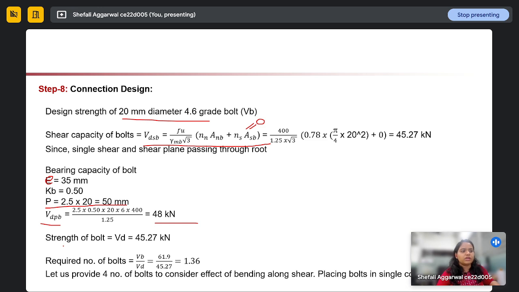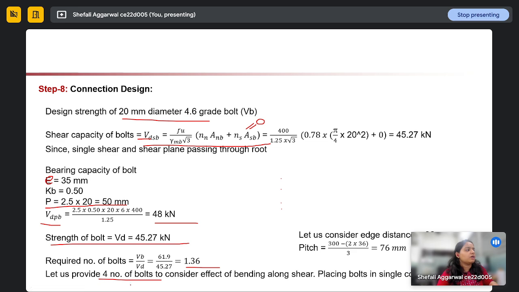And we have already calculated the shear capacity of our bolt Vd as 45.27 kilonewton. So from these two values, we can calculate the number of bolts required. The design force divided by the capacity of the bolt will give us the number of bolts as 1.36. Since we cannot provide one or two bolts, for the safe side we are providing four bolts, and we are providing four bolts in a single direction.